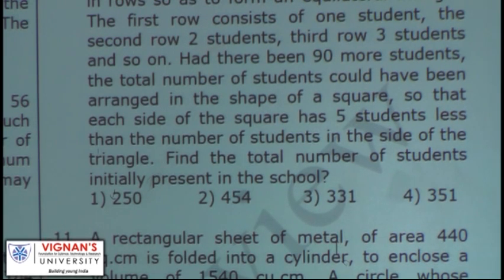Fourth option. Instead of solving it, if you understand that adding 90 makes it a perfect square, you can check through options. It takes only seconds to answer. Understand? Right. Next one.